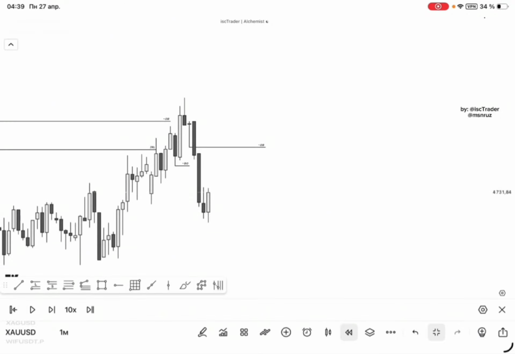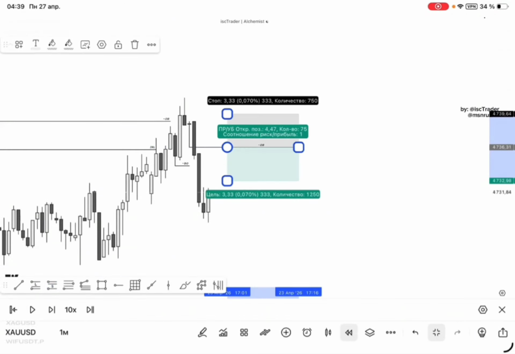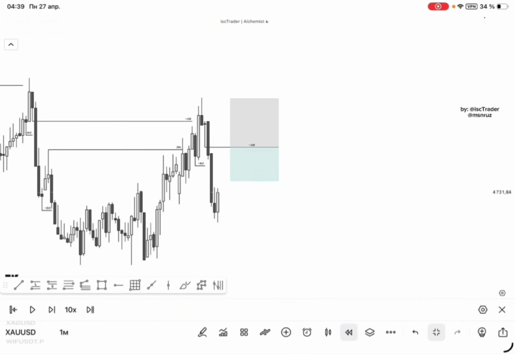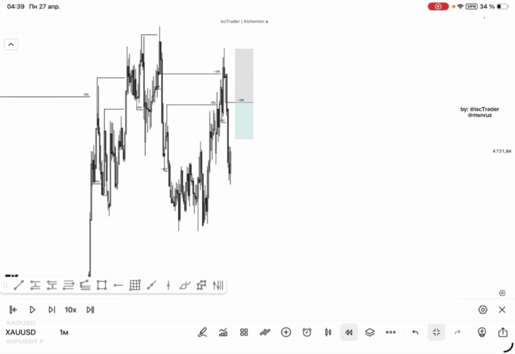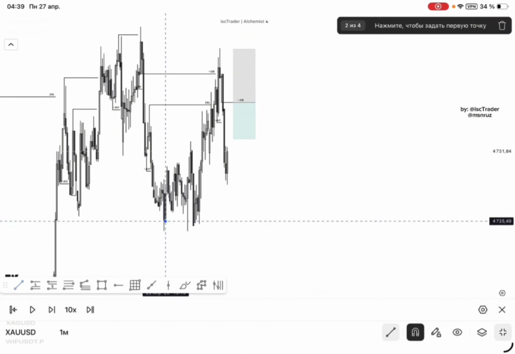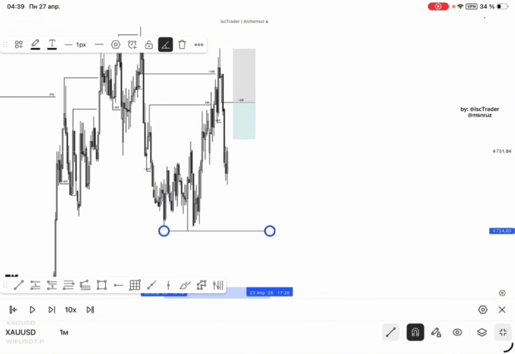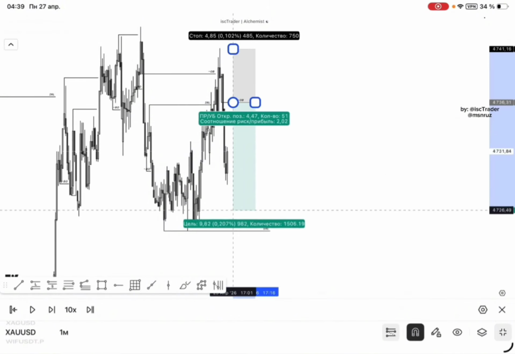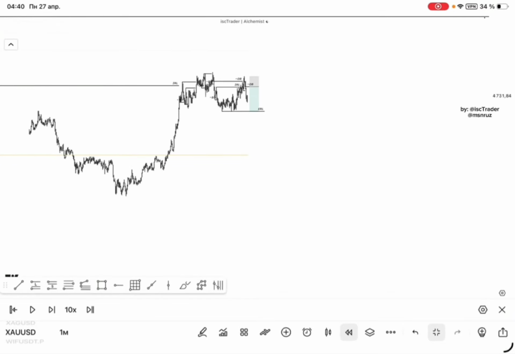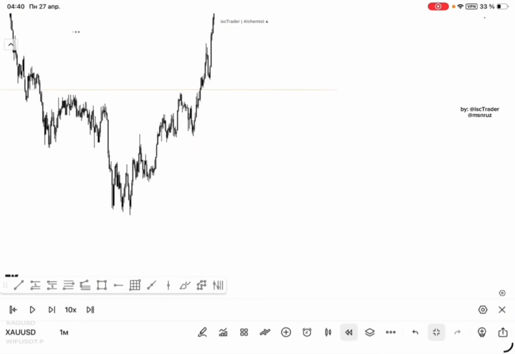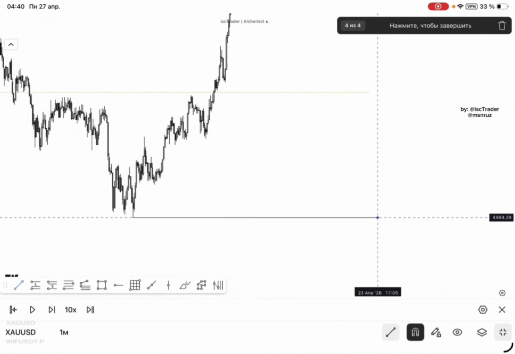Order block. And this is exactly where we enter the trade. The stop loss remains valid at the high. First take profit is external range liquidity. Second take profit is external range liquidity at the minimum.